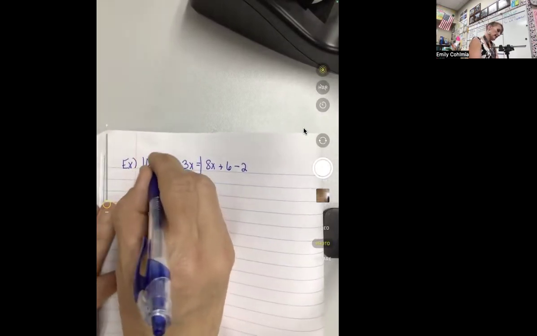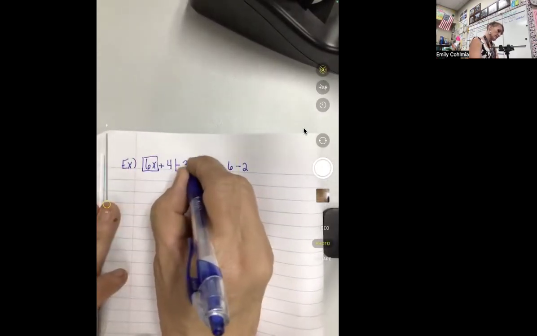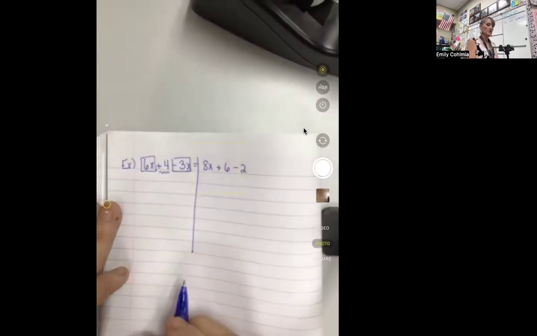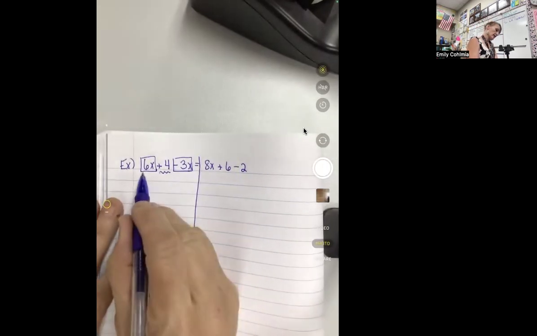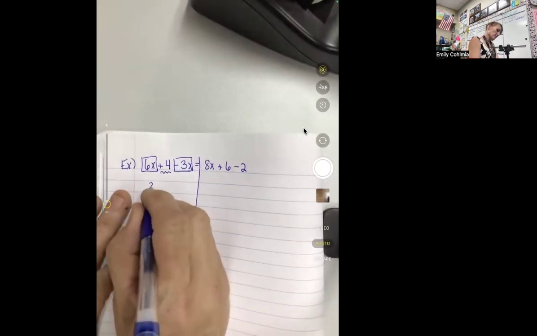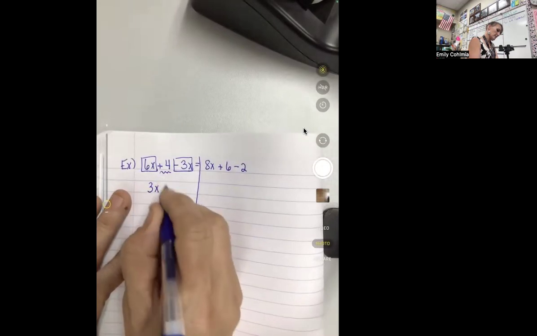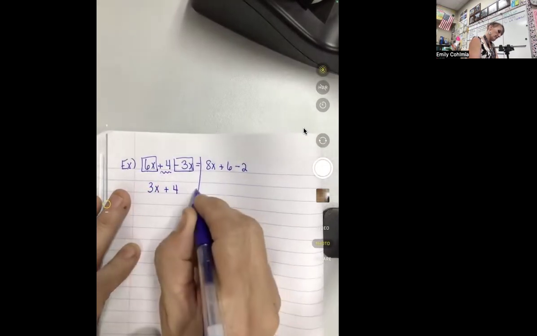So I have a 6x and a negative 3x. There's my like terms. And the positive 4, we're not worried about these because remember, we're not going to cross the algebra wall. So if I have positive 6 and negative 3, I have positive 3x's left. And then my plus 4 is just by itself.